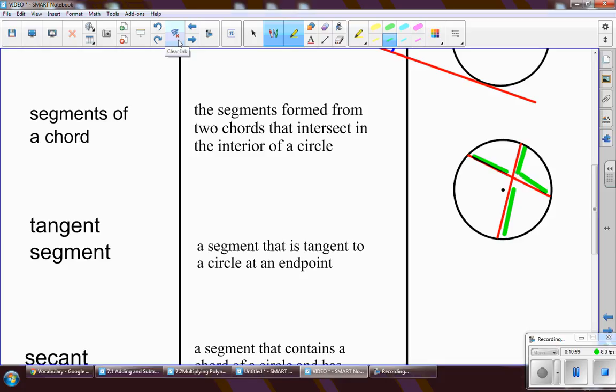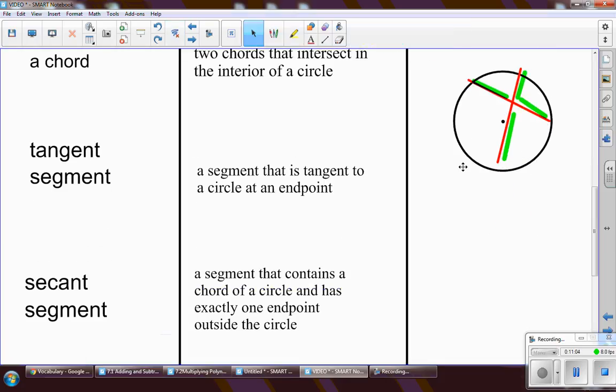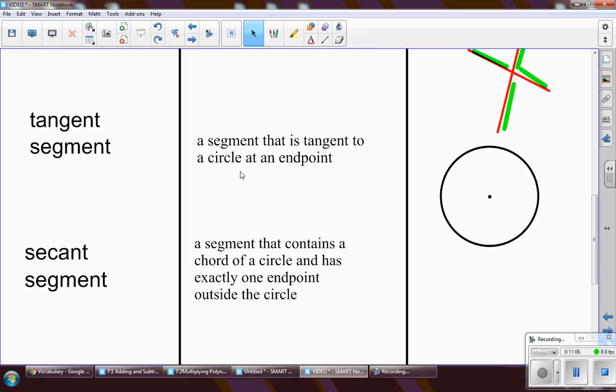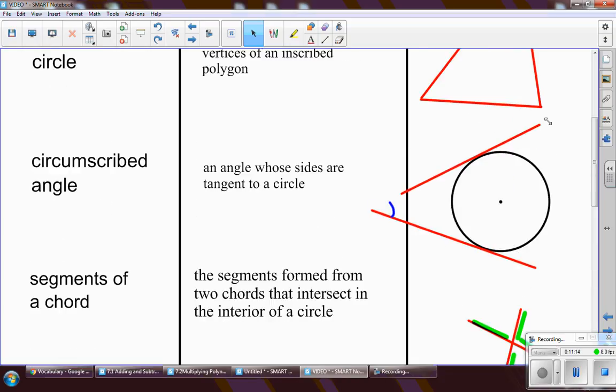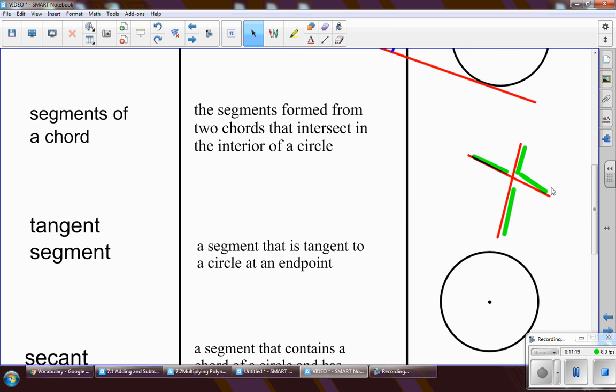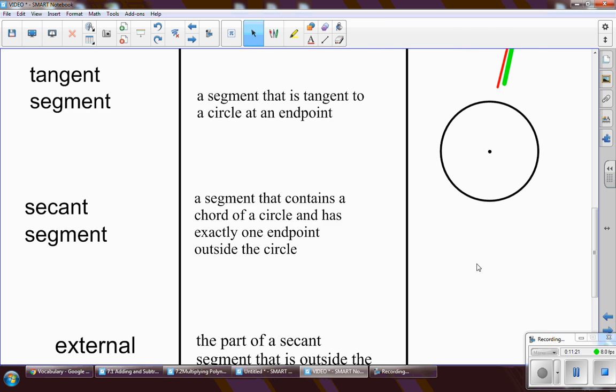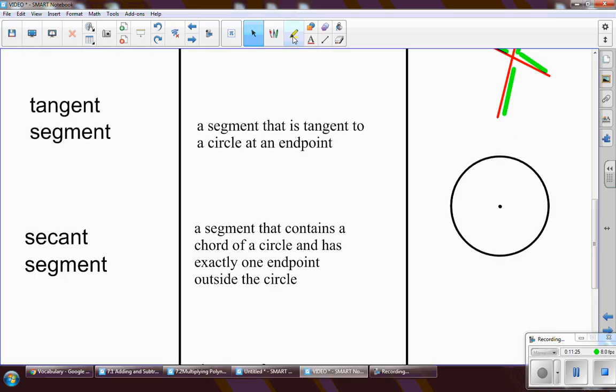All right. We also have a tangent segment. That is a segment that is tangent to a circle at an endpoint. So there's got to be an endpoint. Up here, this tangent goes on. This tangent line can go on forever in both directions if it wants. A tangent segment has to have a starting point and a stopping point. So here we have a starting point and a stopping point. This is a tangent segment right here.